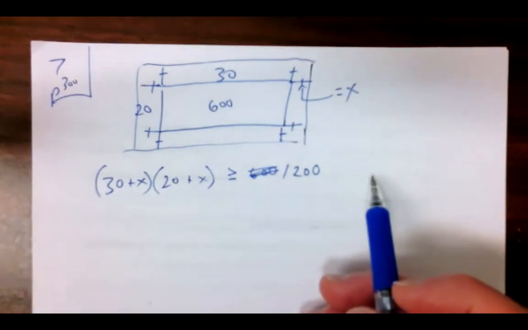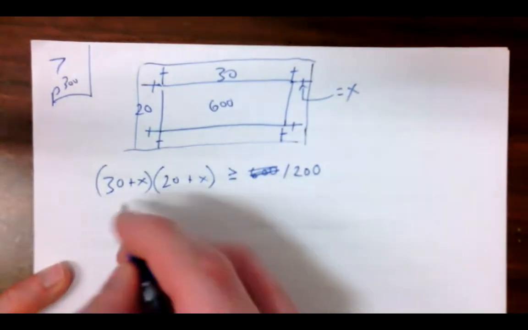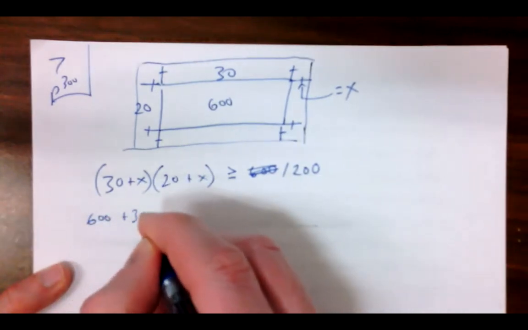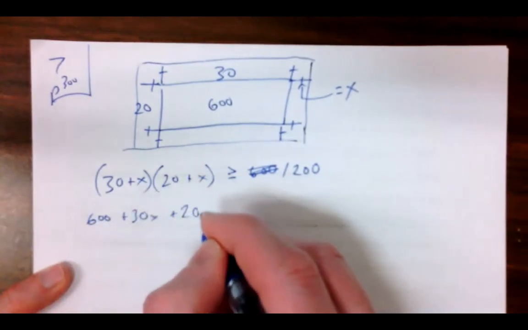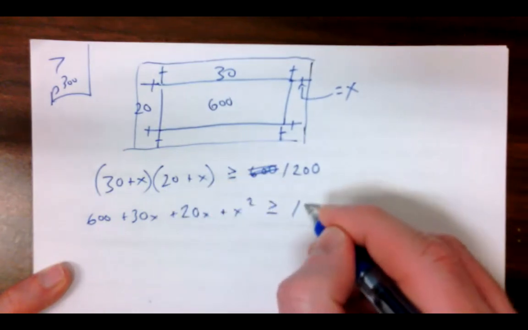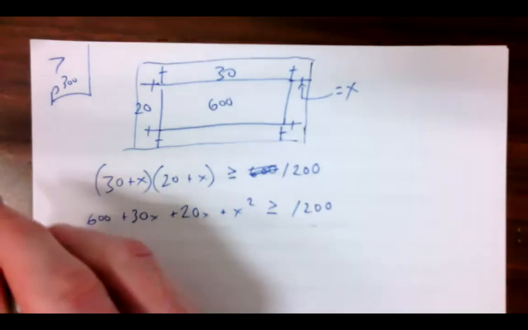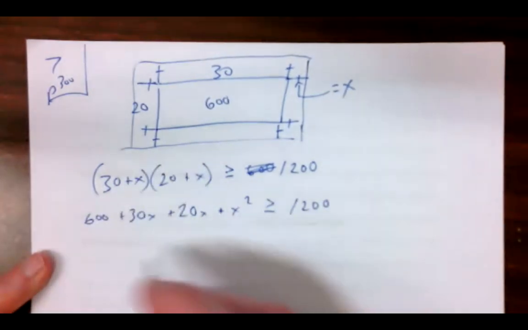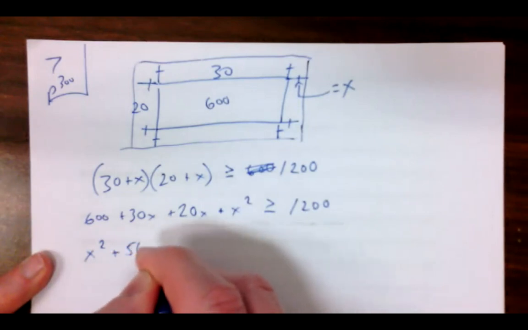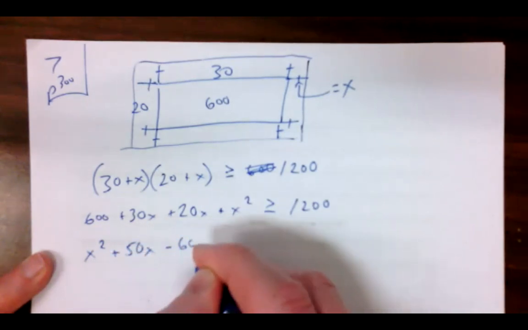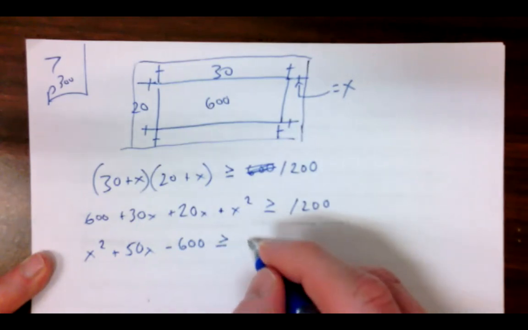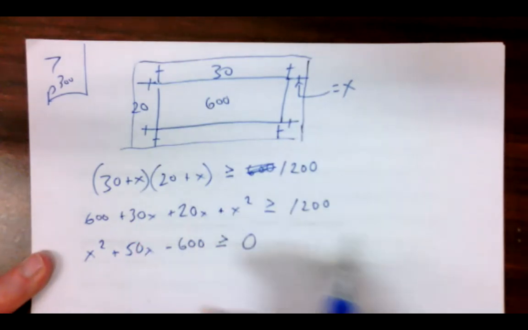Okay, so I'm going to simplify. 30 times 20 is 600. 30 times x is 30x. x times 20 is 20x. x times x is x squared. Greater than or equal to 1200. I'm going to want to move that 1200 over to the left. So I'm going to subtract 1200 from both sides, and I'm going to rearrange this. x squared plus 50x minus 600 is greater than or equal to 0.